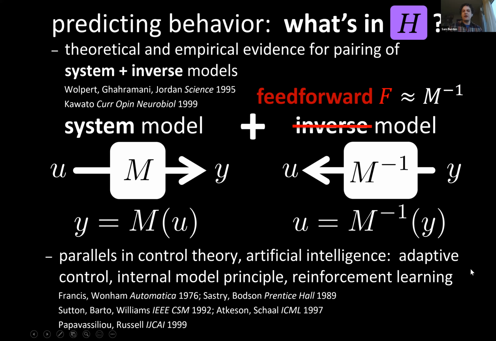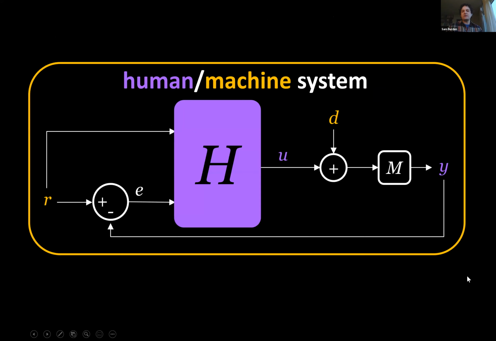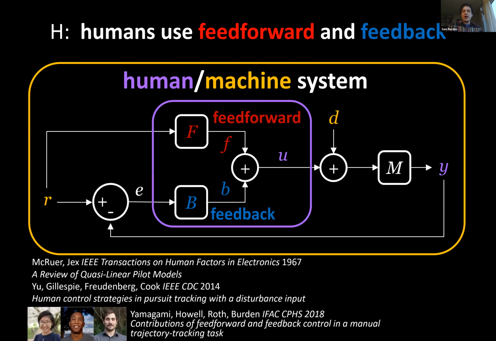So I think there's a lot of really rich overlap and intersection in methods and questions and answers between these communities. So going back to this block diagram picture, what we're going to hypothesize is inside the box is some combination of feed forward and feedback. And in fact, we're going to restrict the scope of systems we're investigating. We're going to restrict to the situation where our machine dynamics are linear, time invariant.